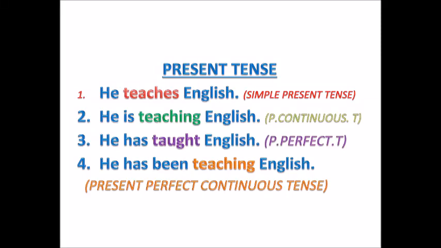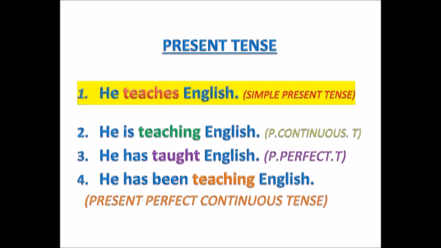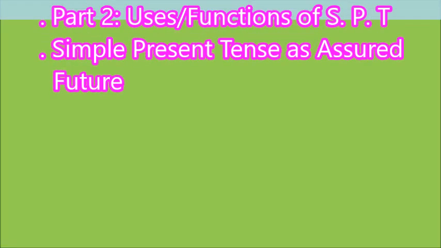Hello my dear students, this video is the continuation of the previous video about present tense. In the previous lesson, we have already mentioned that there are four kinds of present tense: simple present tense, present continuous tense, present perfect tense, and present perfect continuous tense. And like the previous lesson, also today our focus will be on the first kind, simple present tense.